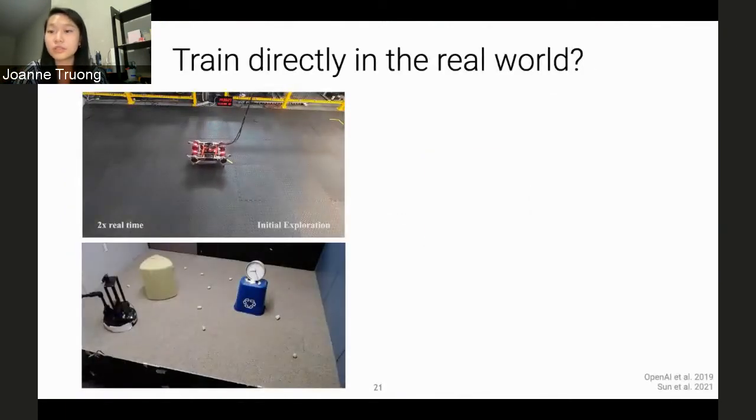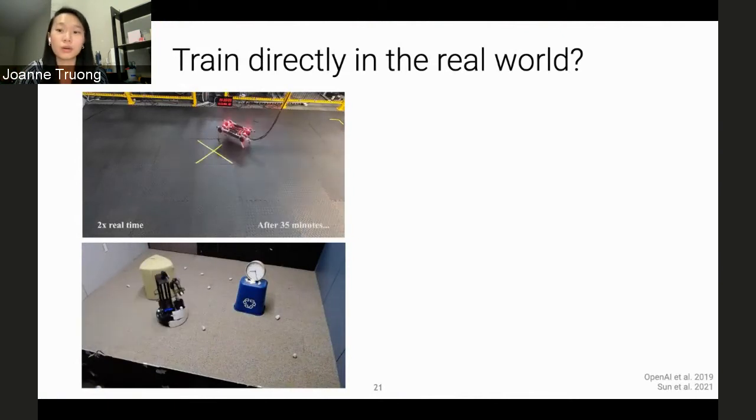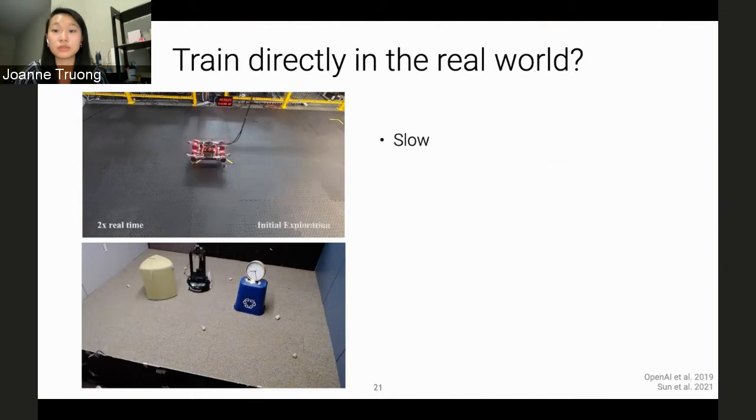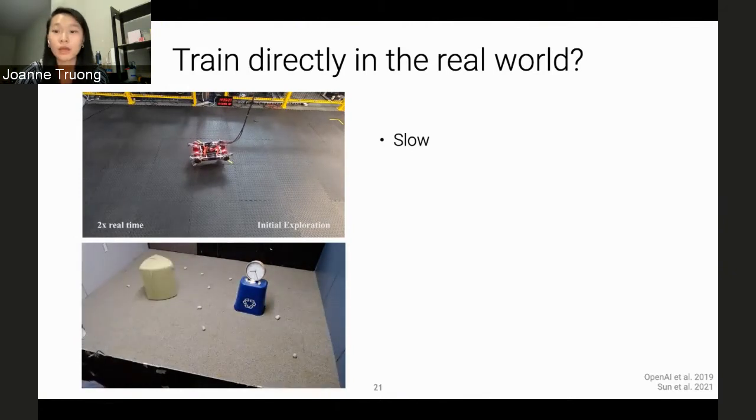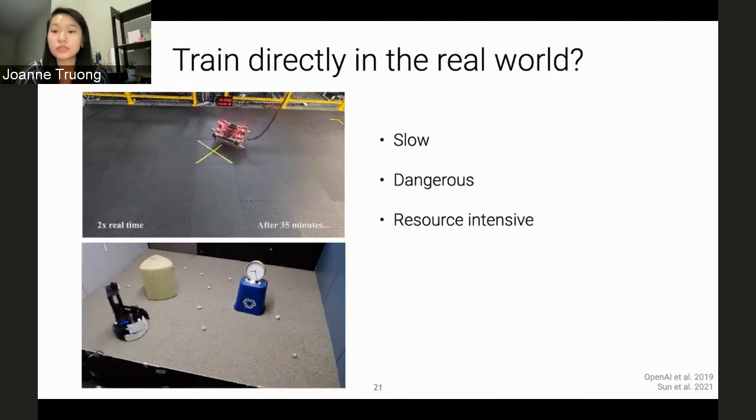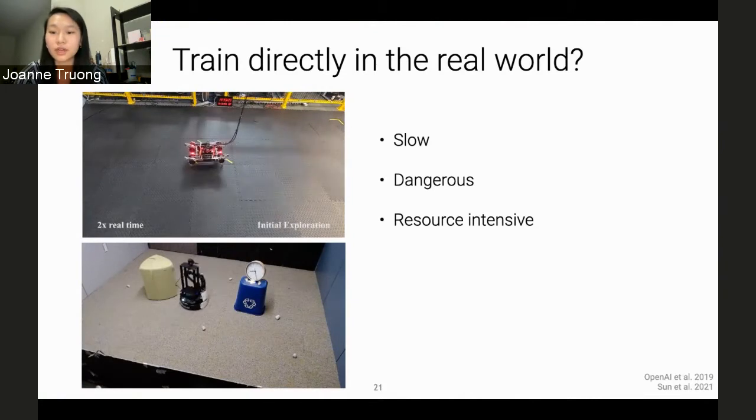One way to train these agents is to do it directly in the real world. However, training robots in the real world is slow. The real world can run no faster than real time, and it can't be parallelized. It can be dangerous, so poorly trained agents can injure themselves or the environment or others around them. It's resource intensive, so the robot and the environments that they're in demand resources and time.